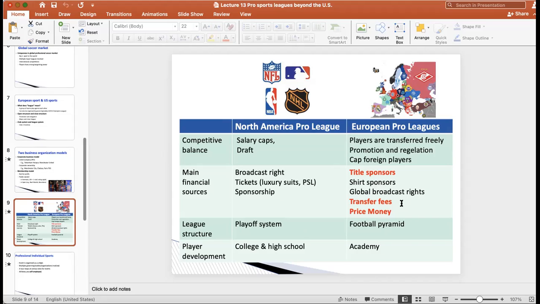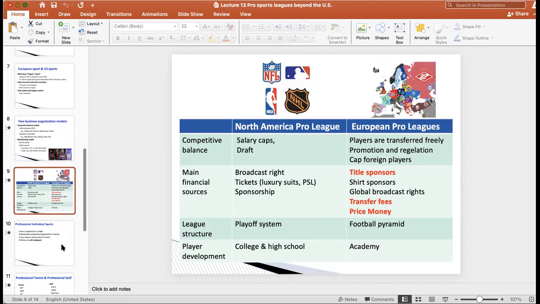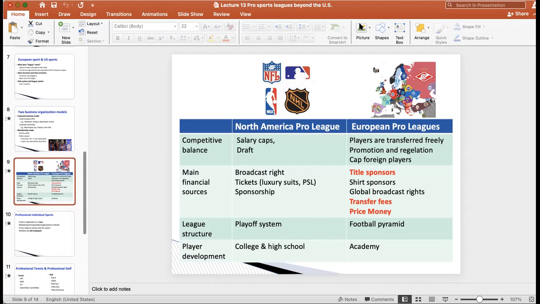Transfer is the main revenue, and prize money, we talk about it, is also a big revenue for them. Think about it, winning $100 million for winning the European Champions League. Do you know how much money to win a Super Bowl? Super Bowl only rewards the winning team $150,000. Cannot even compare with that, right? So the other things are the same as what we discussed. So that is the first topic about professional sports leagues in Europe.